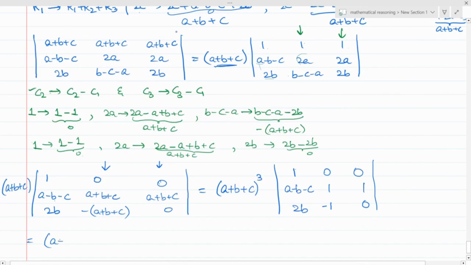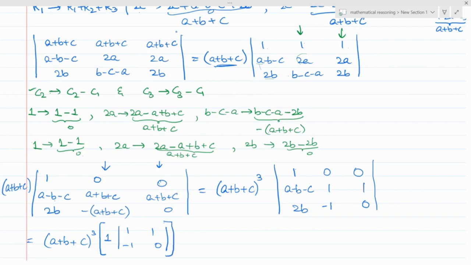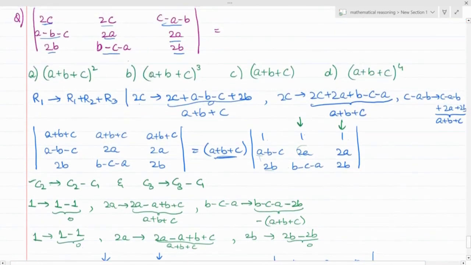Now outside it is already A plus B plus C whole cube. Now A11 that is 1, M11 that is 1, 1, minus 1 and 0. A12 is 0, A13 is also 0, so we don't need to take care about these values. So it becomes A plus B plus C whole cube, now this 1 into 0, 0, minus into minus plus 1. So it's nothing but A plus B plus C whole cube. Let's see the options now. So option B is the correct answer to this question.